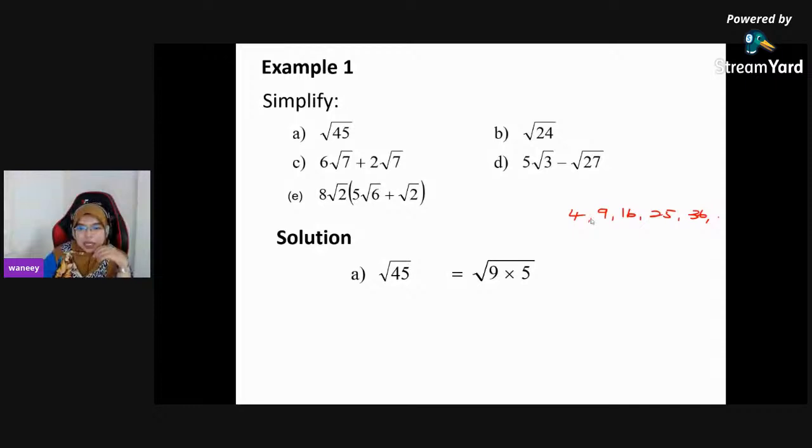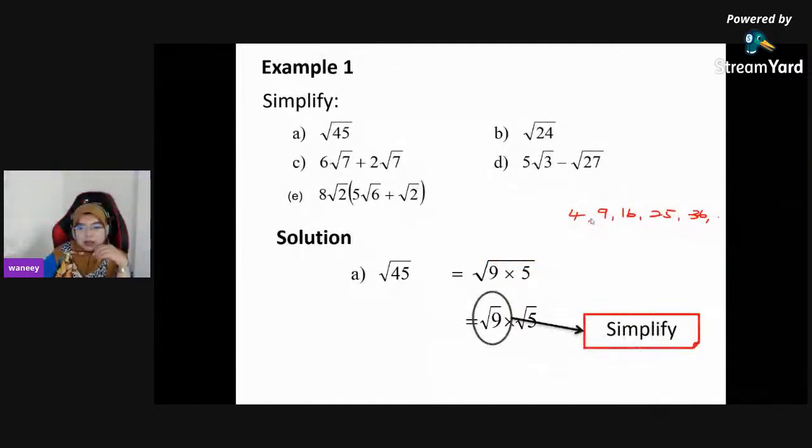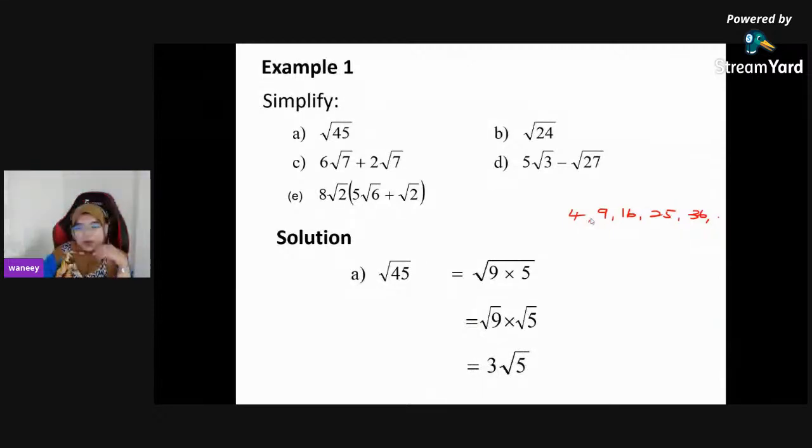Okay, so square root of 9 times 5. So this is square root of 9 times square root of 5. And then square root of 9 is actually equal to 3. So what we have is 3 square root of 5. So that is the first one.